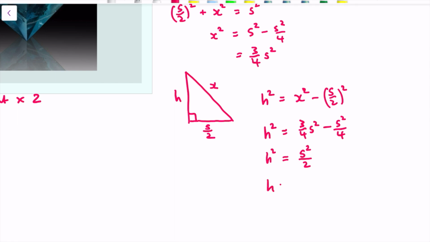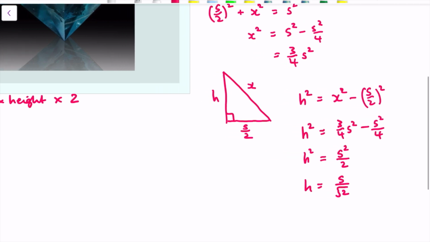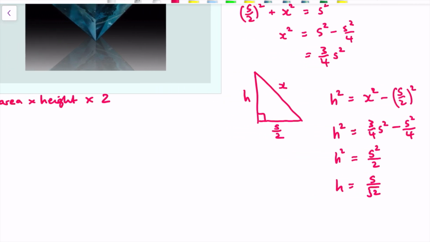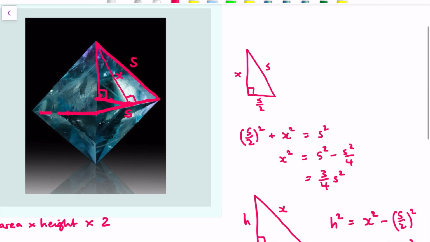And therefore the height of the pyramid is equal to s over square root 2, if we square root that expression. Okay, that's the hard part out of the way, the visualizing of the octahedron and the right angle triangles that are in there. Because of the equilateral triangle faces, we can split the face into two right angle triangles. And we can use the slant side there to find the height in terms of the side length.